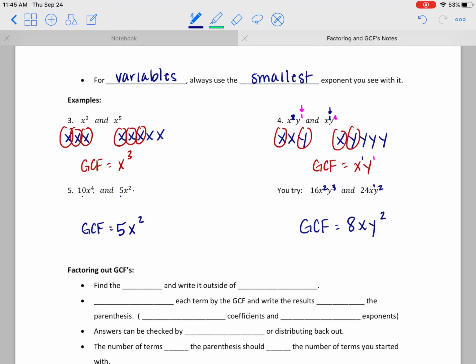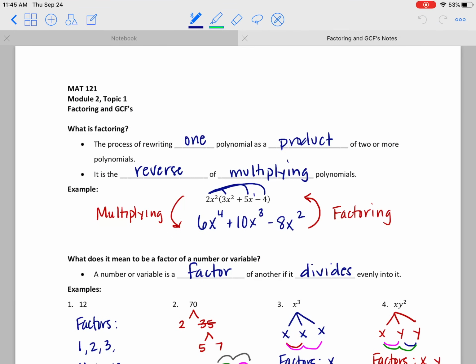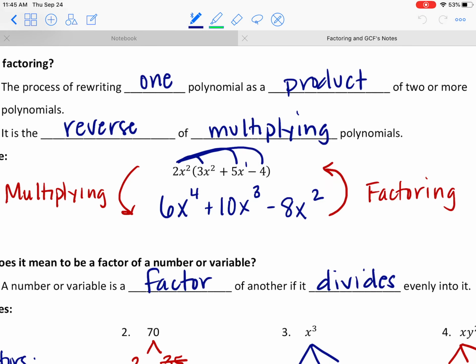The goal is not just to be able to find the GCF, it's to be able to factor it out. So once we've established what the GCF is, how do we go about factoring that GCF out? So let me go back to our first problem here. Remember, when we're factoring, we're going to be starting with this and then trying to work backwards. So if I was starting with this as my problem here, 6x to the fourth, 10x to the third, and negative 8x squared. So ignore this for a second.